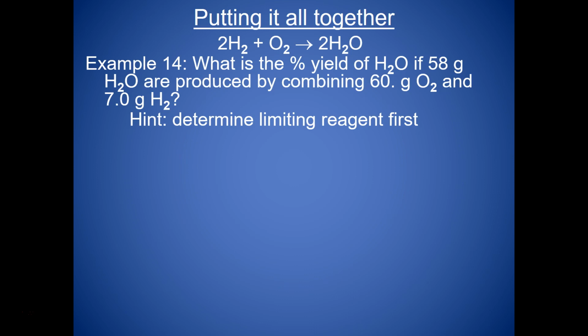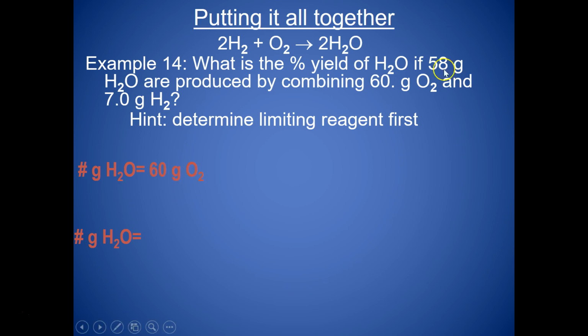All right, so first we need to determine our limiting reagent. So we know we want to know how many grams of water we're going to have. And we have two reagents, hydrogen and oxygen. And this time the problem didn't tell us which one was in excess. So we're going to have to solve for that, which we learned how to do earlier in this video.